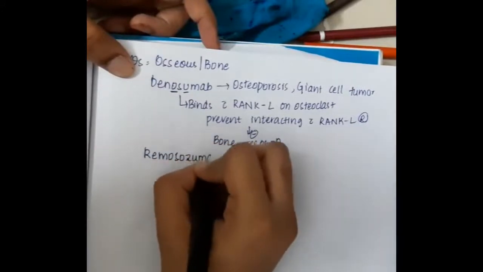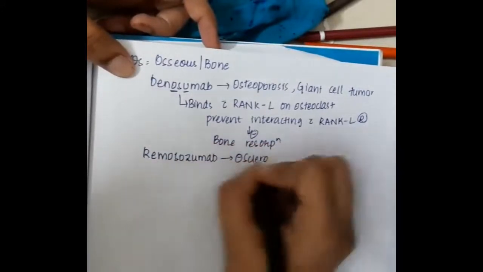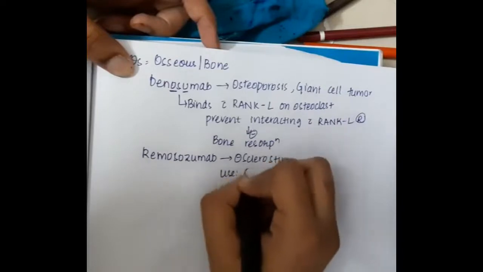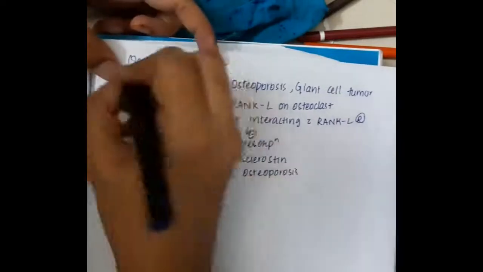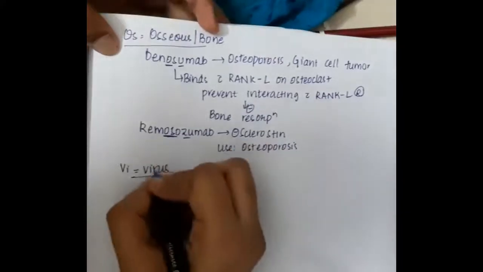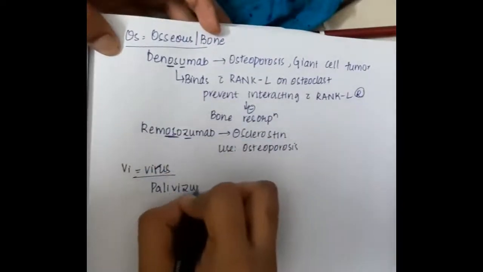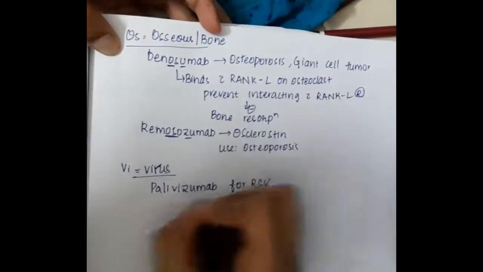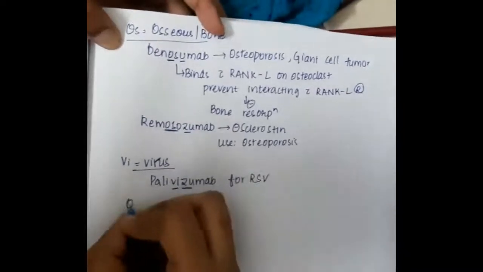Then we have romosozumab. This romosozumab will inhibit sclerostin, and it is used in osteoporosis. Then we have vi for virus, which is palivizumab. Palivizumab is used for respiratory syncytial virus.